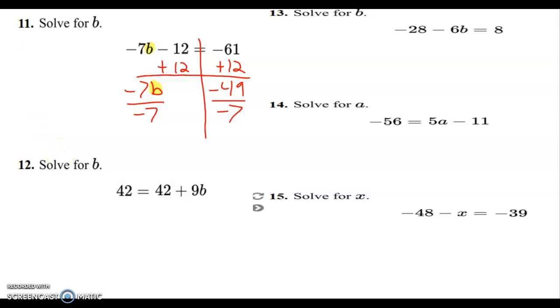All right, so now negative 7 divided by negative 7 is positive 1, leaving that as just b. And on the right side, negative divided by negative is positive. 49 divided by 7 is 7. So b is equal to 7. And you can always plug this 7 back in to see if it's equal. You can double check your answers.